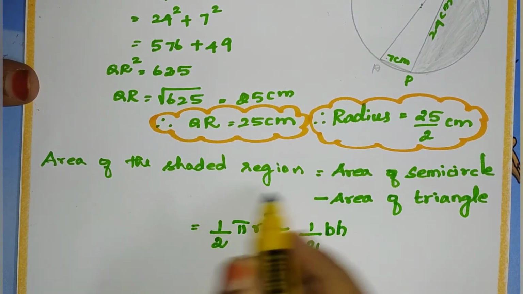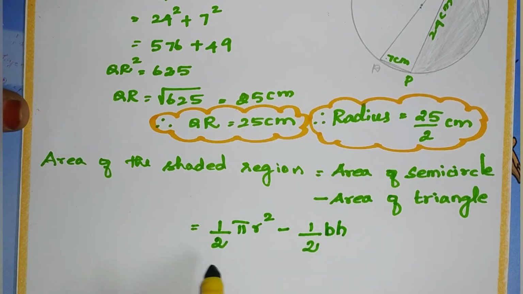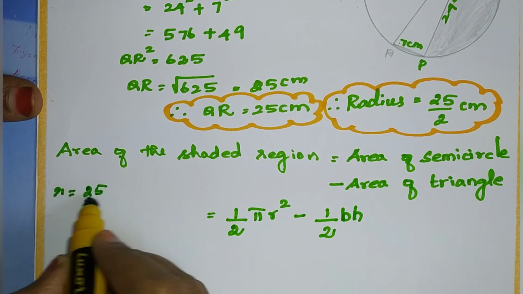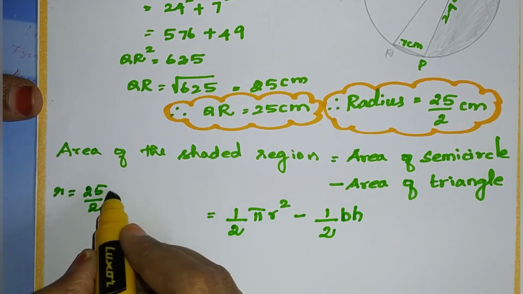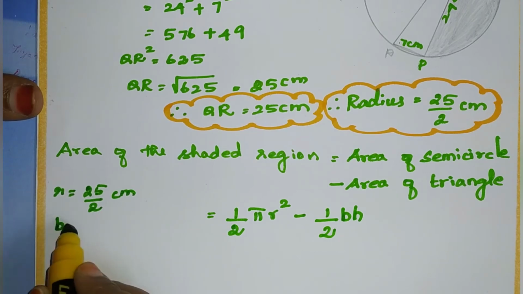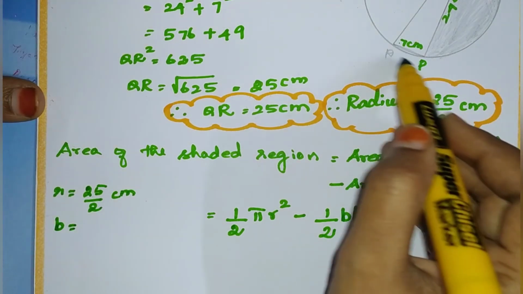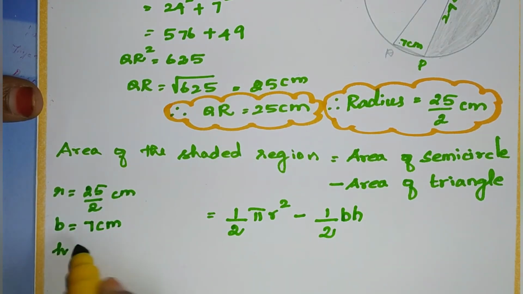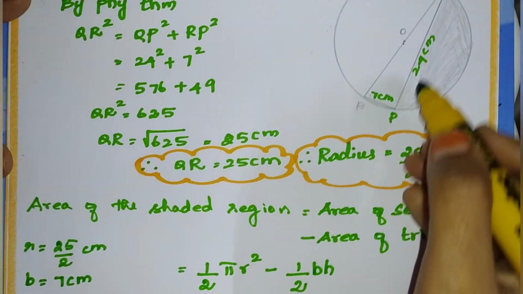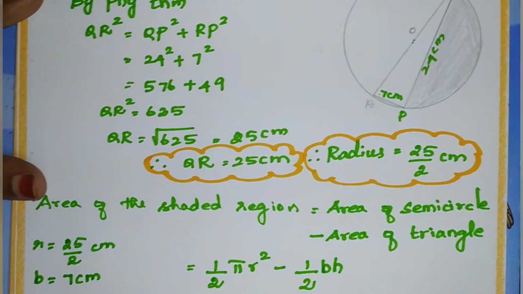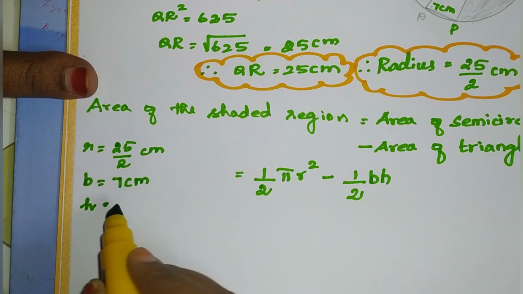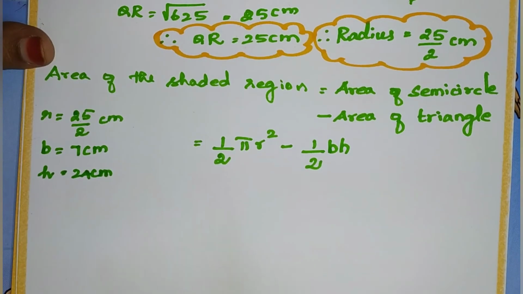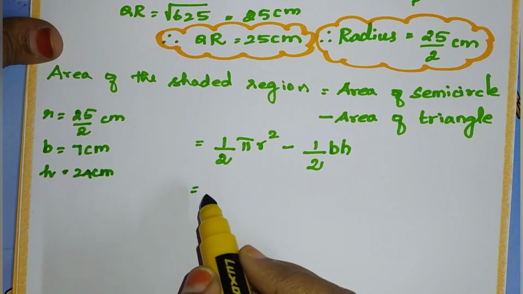So what all things we need to substitute in this step? First, r. So radius is equal to 25 divided by 2 centimeter. And what is b, children? Base is 7 centimeter. Then h, if this is the base, this will be the height. So h is equal to 24 centimeter. So we know everything here now.